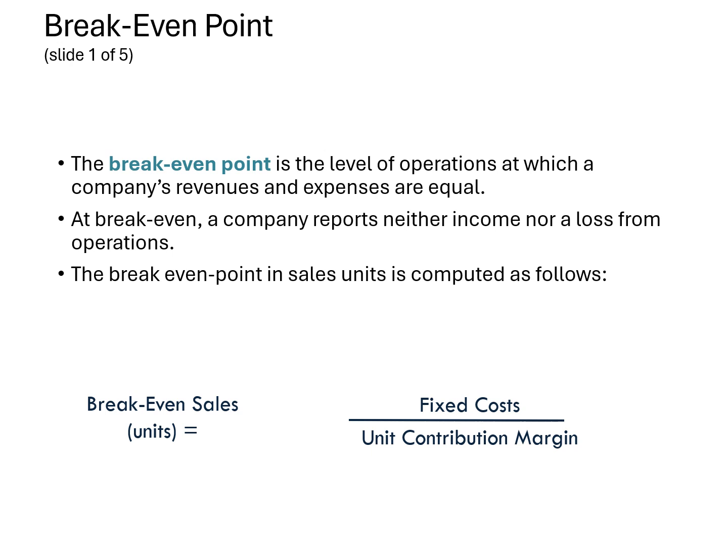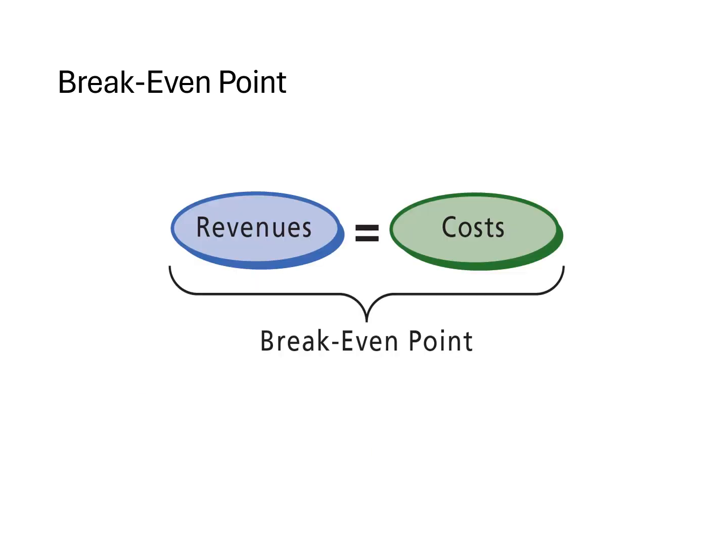It's computed like this. Fixed cost is the numerator, and unit contribution margin, in our last slide it was $8, goes on bottom. So you're going to divide fixed costs by unit contribution margin. This slide is just a visual of what break-even means. It is where revenues exactly equal costs. In other words, where revenues minus costs gives you $0.